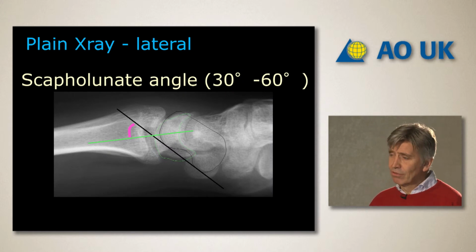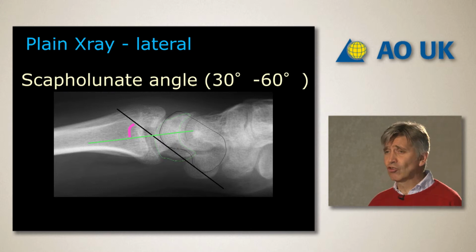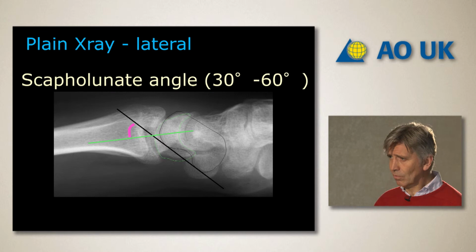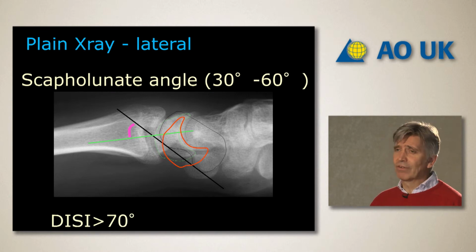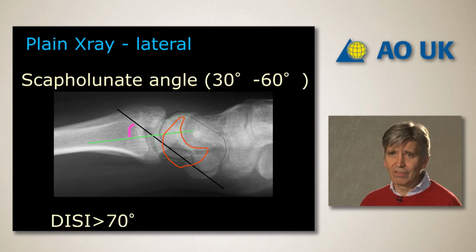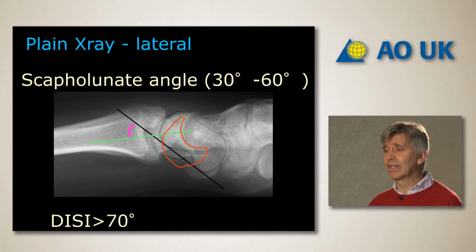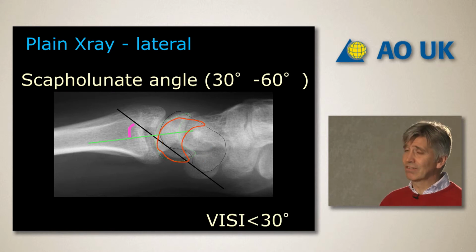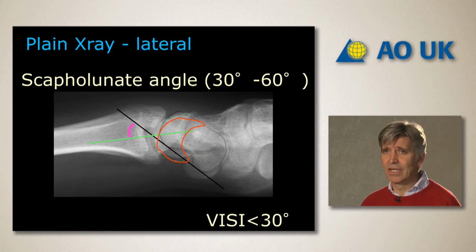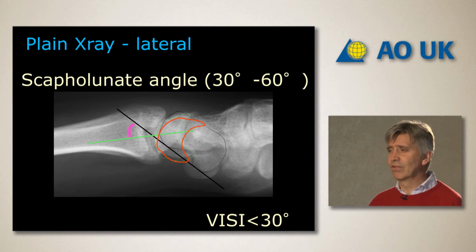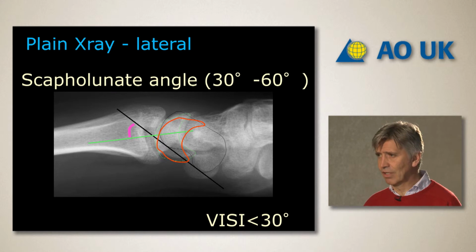You can measure a scapholunate angle between the axis of the lunate and the axis of the scaphoid, and that angle should be somewhere between 30 and 60 degrees. If the lunate faces north or dorsally, it's a dorsal intercalated segment instability, or a DISI, where the scapholunate angle will be more than 70 degrees. If the lunate faces south or volarly, it's a volar intercalated segment instability, or a VISI, where the scapholunate angle is less than 30 degrees.